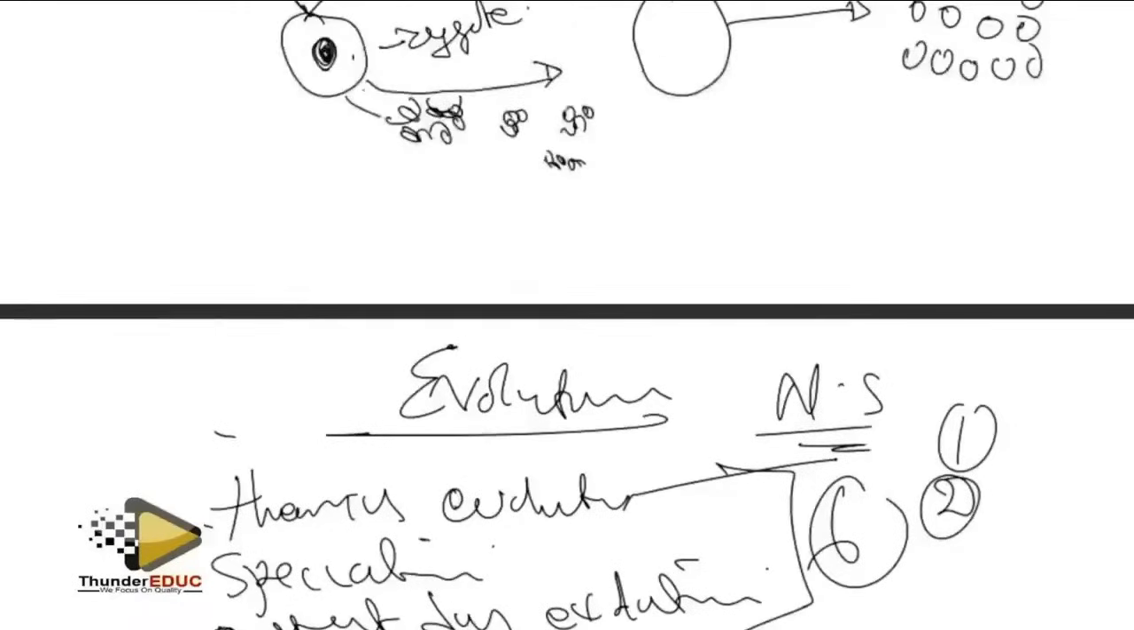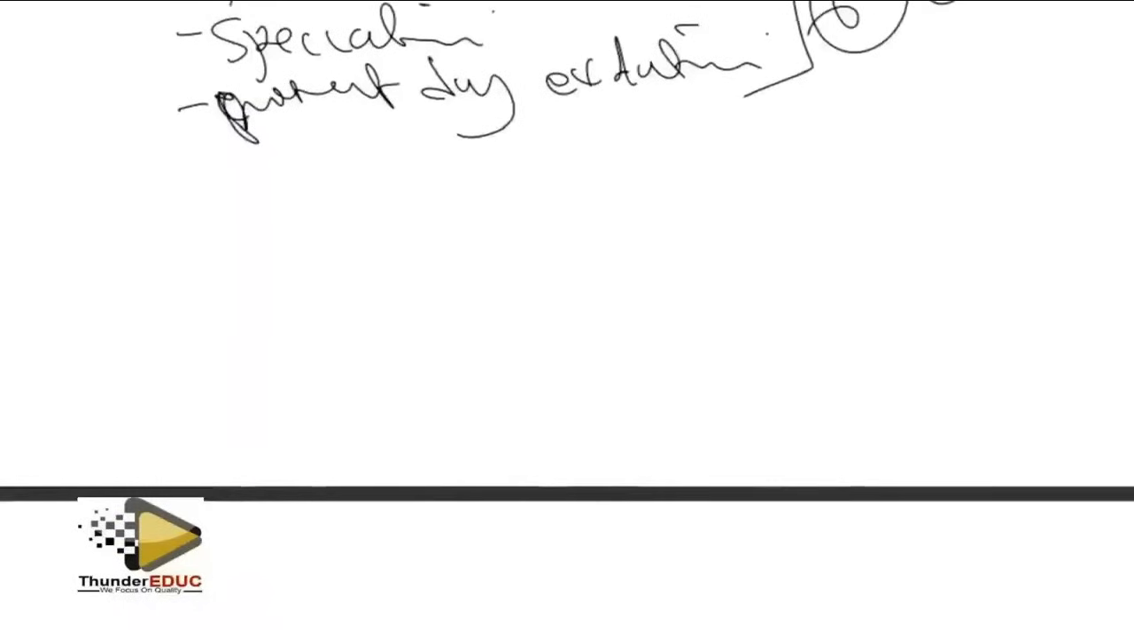Speciation is the formation of new species. What's a species? It's a group of organisms with the same characteristics that can interbreed to produce fertile offspring. What is a population? A population is a group of organisms of the same species that can interbreed to produce fertile offspring. That's it.